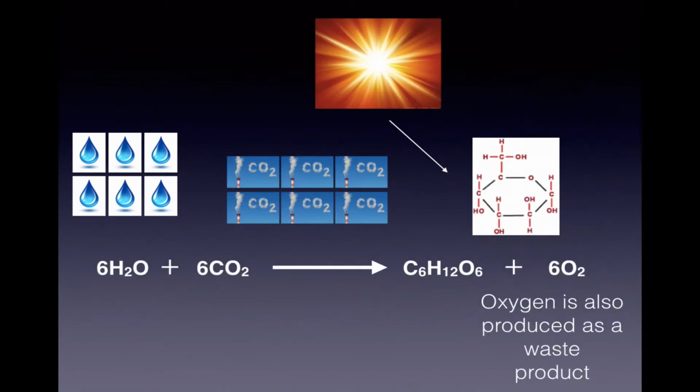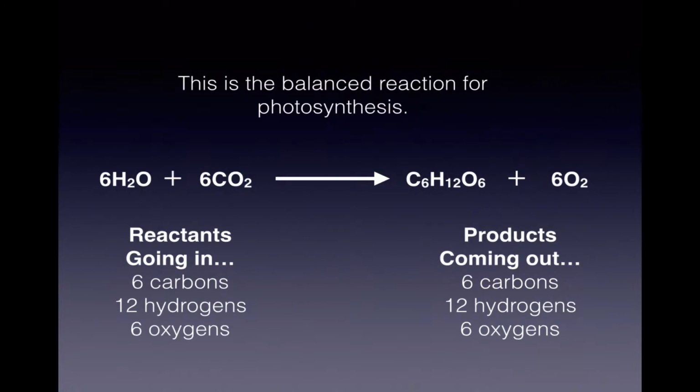Now, we can write this as a chemical reaction with an arrow pointing from the reactants to the products. And here, to make the equation balance, we have to add in some oxygen, which is a byproduct or a waste product of photosynthesis released into the atmosphere by most plants. So the balanced reaction for photosynthesis looks like this. We have 2 reactants going in and 2 products coming out. If we count up the atoms, they have to match on both sides, and you can see here that they do.